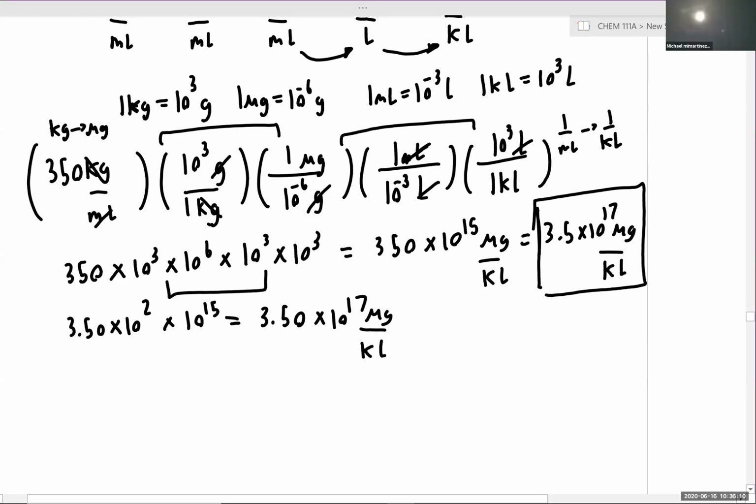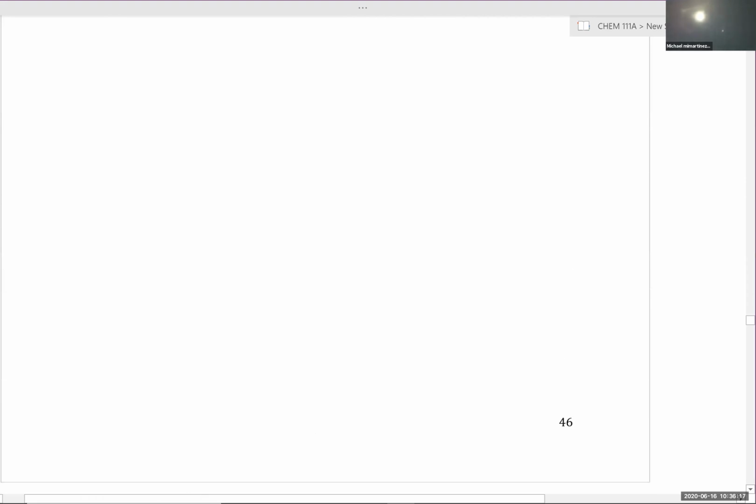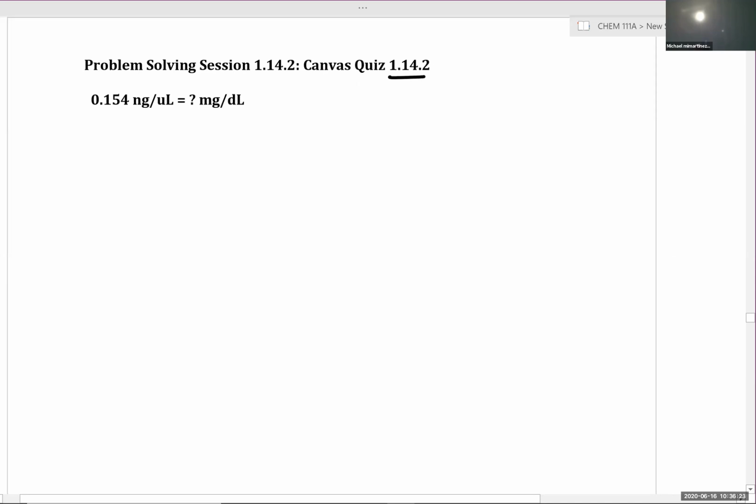So let's now check to see how everyone's doing, and let's work on a problem solving example. So I'd like everyone to attempt the following conversion and convert the following value of nanograms per microliter into milligrams per deciliter. So let's take about 3 to 5 minutes to work on this example. You can feel free to enter your responses in the chat or via the Canvas quiz, and I'll be checking to see how everyone's responding. And then we'll discuss in about 4 to 5 minutes.